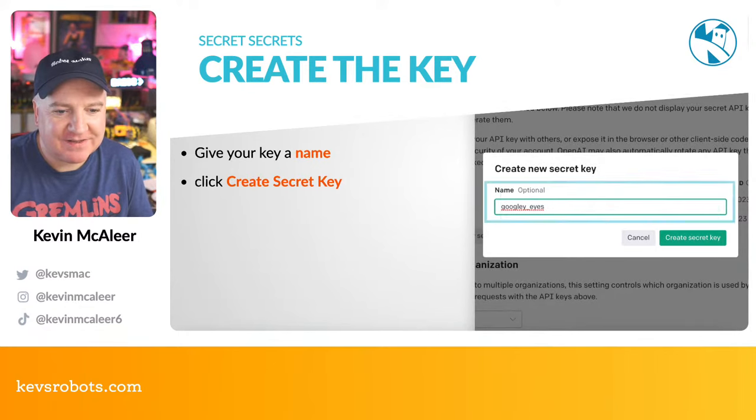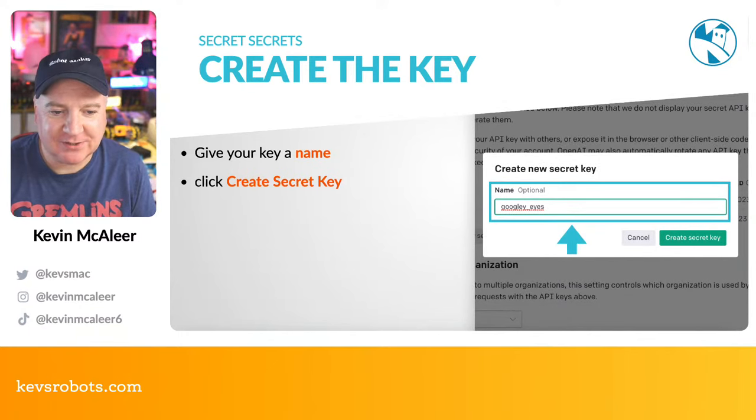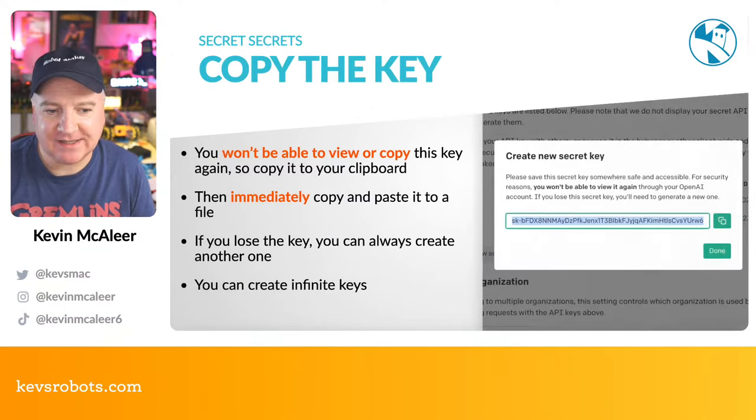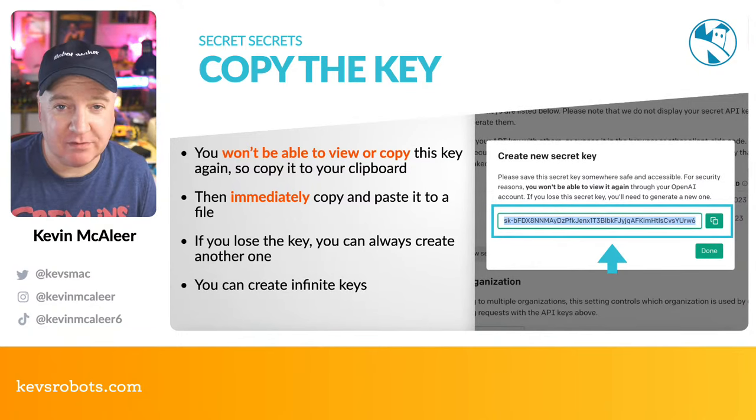So we will create the key, and we'll give it a name. This one I've called Googley Eyes. You click on Create secret key, which is nice and simple, and then we copy that key to the clipboard and immediately paste it into a file.